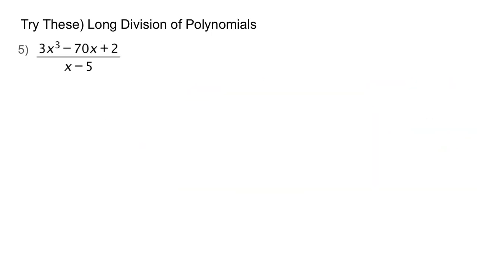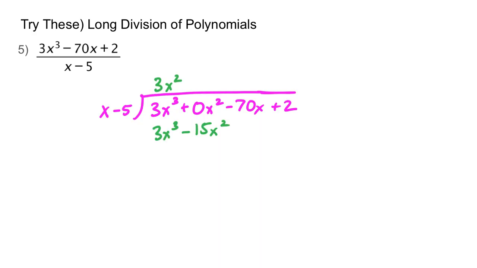One more. All right, 3x to the third minus 70x plus 2 divided by x minus 5. I'm going to write this out and make sure I fill in my missing term. Now we'll go through my process. What times x will give me 3x to the third? I'll distribute that. I'll subtract. I'll bring down the next term.